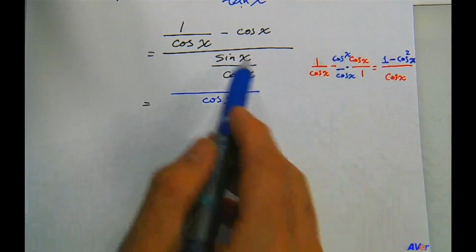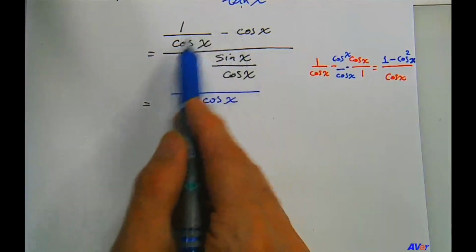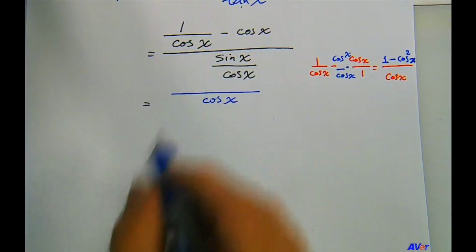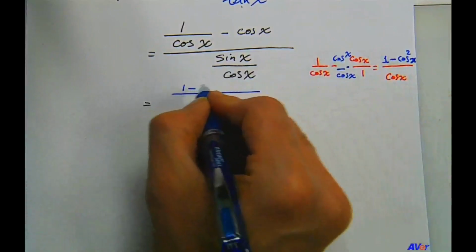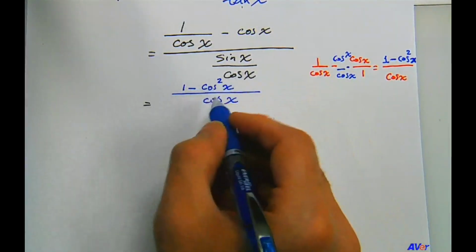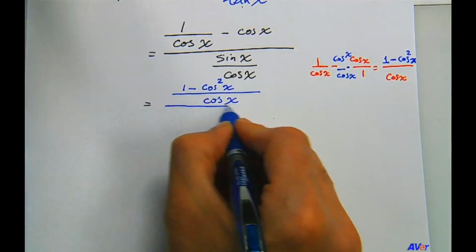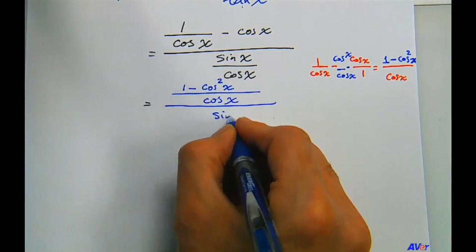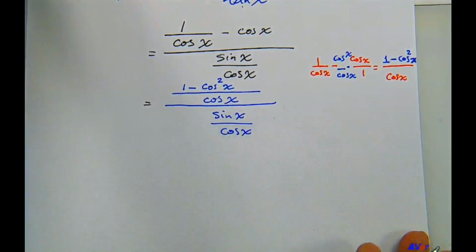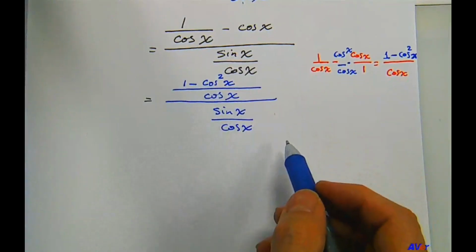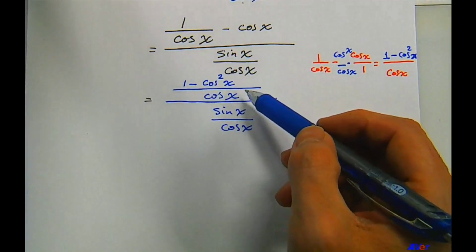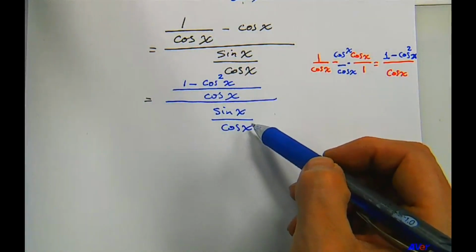So this is just showing you what is happening here as we take the common denominator. So the numerator here will be 1 minus cosine squared x. And the denominator, of course, stays the same: sine of x over cosine of x. Okay. So now we have a complex fraction, right? So we need to simplify this.